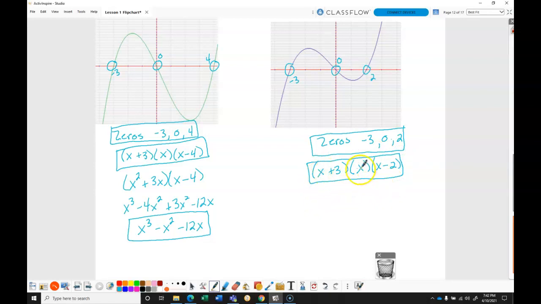I'm going to do that multiplication of the first two. I get x squared plus 3x. And now I can multiply that by the x minus 2. So I get x cubed minus 2x squared plus 3x squared minus 6x. And I can combine like terms, plus x squared, because those two add together, minus 6x. And there it is in standard form for you.